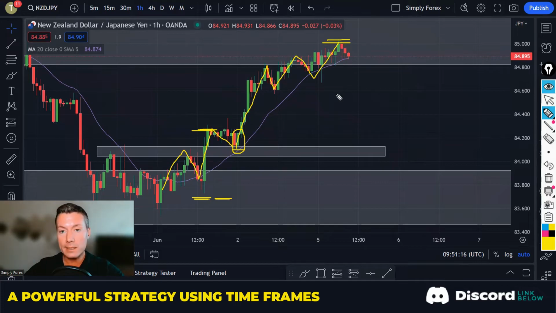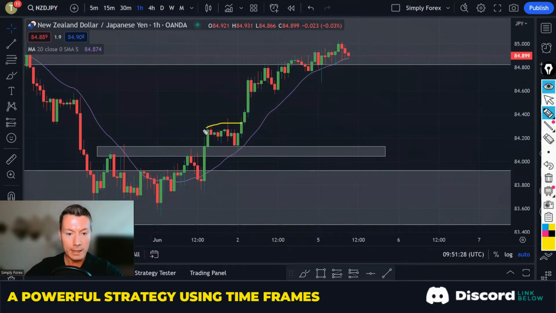It's as simple as that, guys. Daily is in an uptrend, therefore we need to see H1 in an uptrend, and we need to see price above the moving average 20. Here ticks all of those boxes to take price higher. All right, so that's New Zealand Japanese yen.